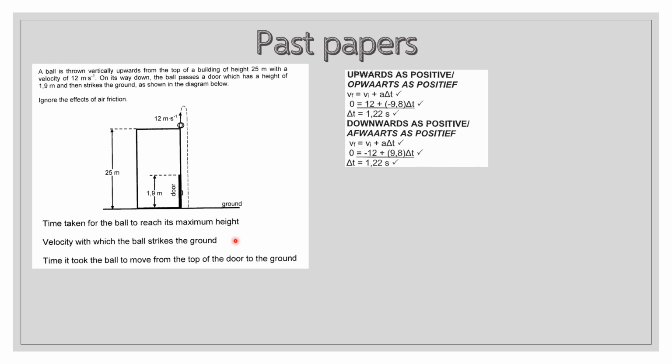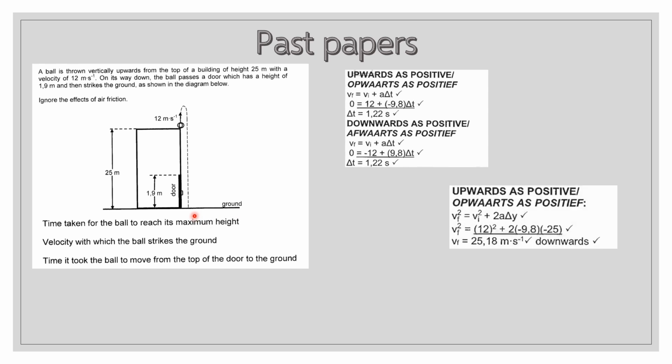The next question, velocity with which the ball strikes the ground. So we're working out the velocity here. Again, you substitute everything into the equation. This is your velocity final, which we're working out.